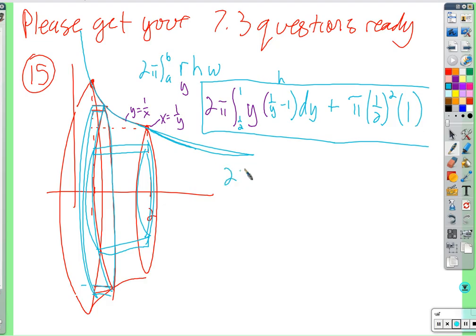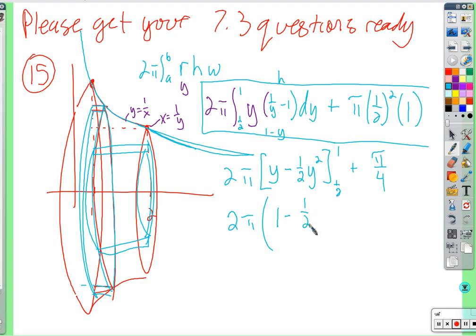Let's come over here. We've got 2 pi. 2y times 1 over y is just 1, and y times negative 1 is negative y. So what's the antiderivative of 1 with respect to y? Y. The antiderivative of negative y with respect to y? Negative 1/2 y squared. There you go. We go from 1/2 to 1. And we're going to add this, which will be pi over 4. 2 pi times 1 here. So we get 1 minus 1/2. It's like f of b minus f of a. So 1/2 in there minus 1/2 times 1/2 squared. That's 1/4.